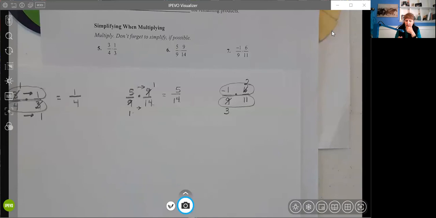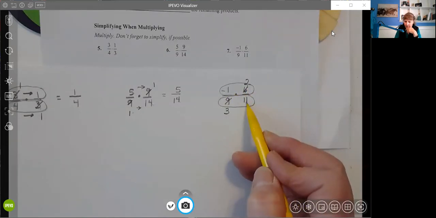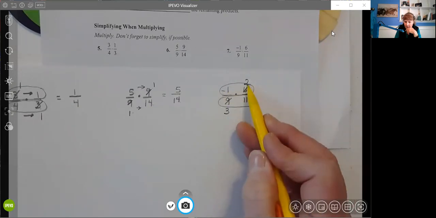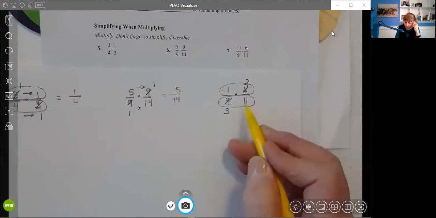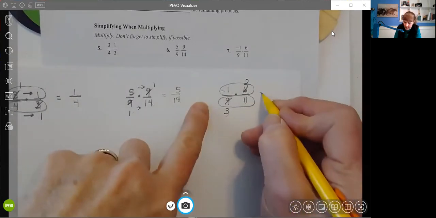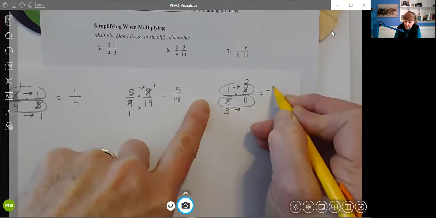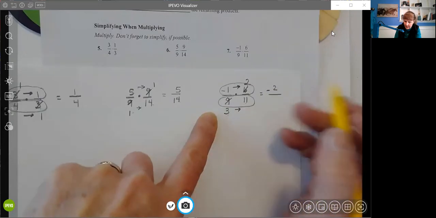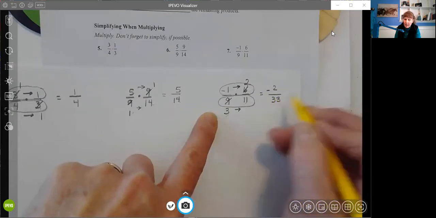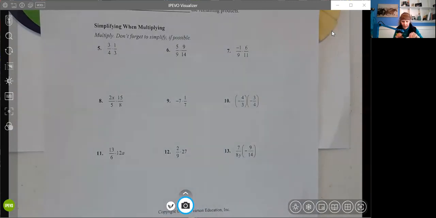So I've got a 1 and a 2 in the numerator and a 3 and 11. There's nothing that will go into these two that would also go into these two. So we're done. So we multiply across. -2, because I have a negative times a positive is a negative, over 33. So that's the reduced fraction. Okay. Let's do another one.